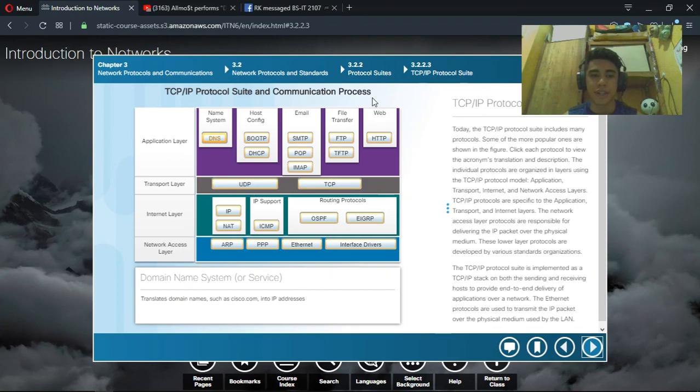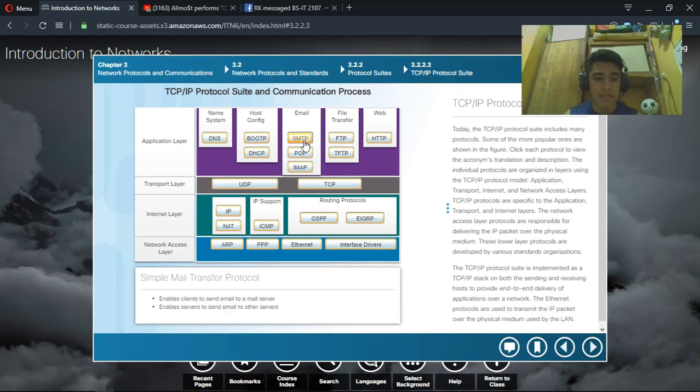The application layer contains name system, host config, email, file transfer, and web. Web is always HTTP, which sets rules for exchanging text, graphic images, and so on on the World Wide Web. File transfer sets rules that enable users to access and transfer files over a network. TFTP is a simple connectionless file transfer protocol. It is also best effort. Best effort in this chapter means unreliable and unacknowledged file delivery with less overhead than FTP.